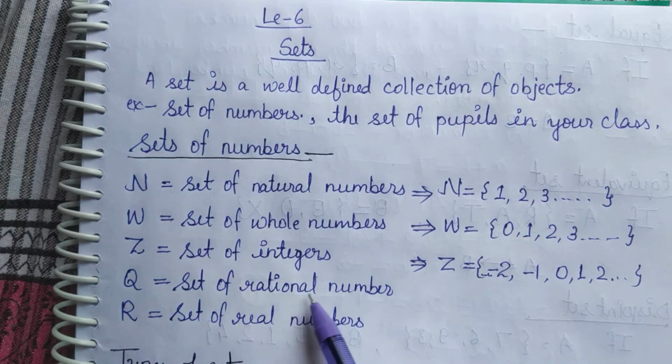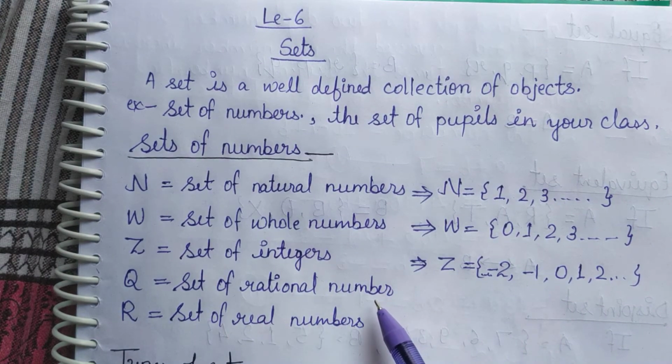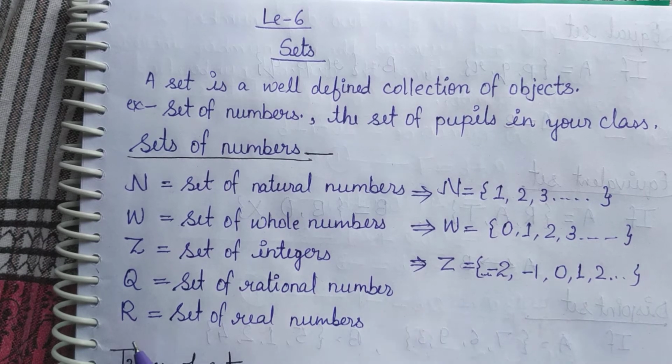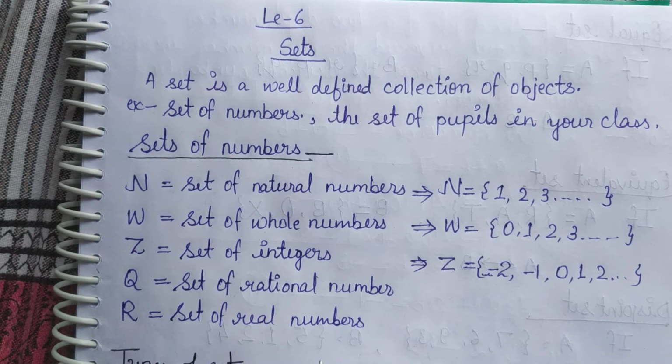Q we use to represent the set of rational numbers. Rational number means the form of numerator and denominator. R we use to represent the set of real numbers.